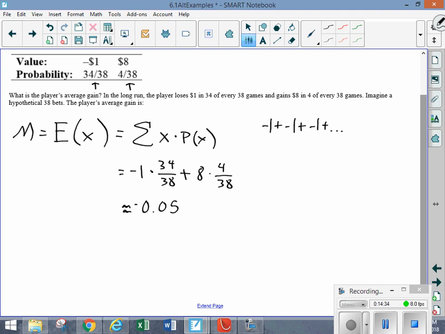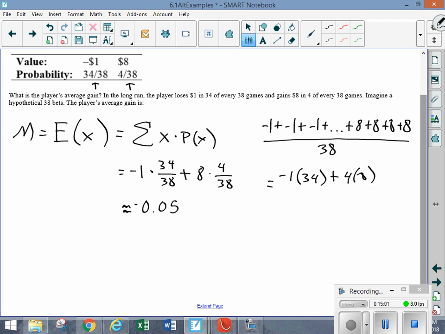there are going to be 34 of those, right? Plus, and then you'll have 8 plus 8 plus 8 plus 8, and there are 4 of these. Well, it'll become clear in my next step. Divided by our total, right? You want to find an average, so essentially this becomes -1 times 34 plus 4 times 8 all over 38. And it turns out that if you calculate that, you indeed get negative 0.05.